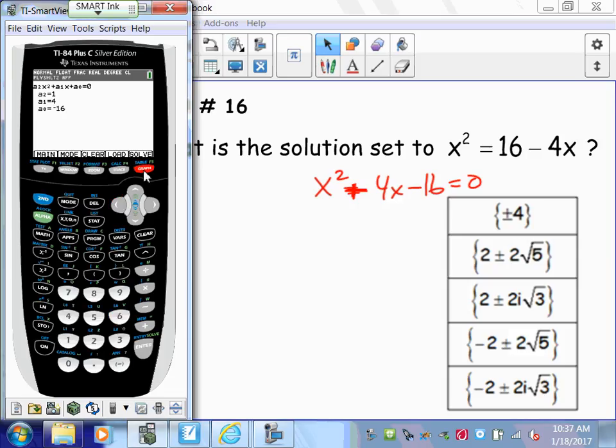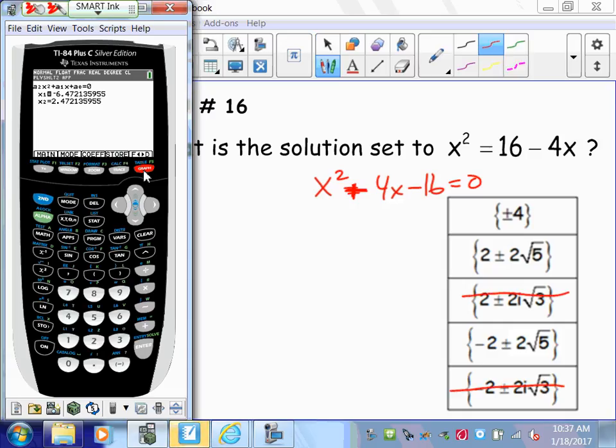And solve. Goodness gracious, Batman. It's okay. It's a multiple choice test. You've got all day, so figure out which one it is. Obviously, we can get rid of the imaginary ones. And it's definitely not positive or negative 4. Which one is it? Plug it in.